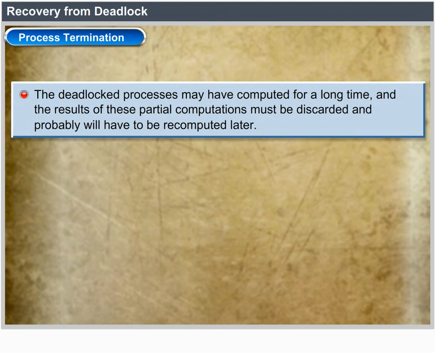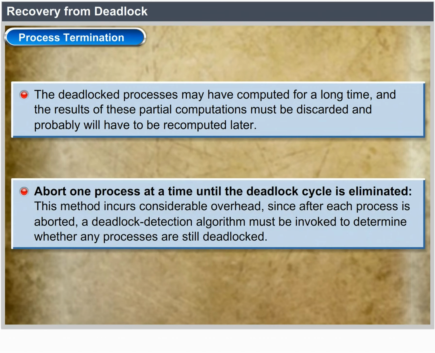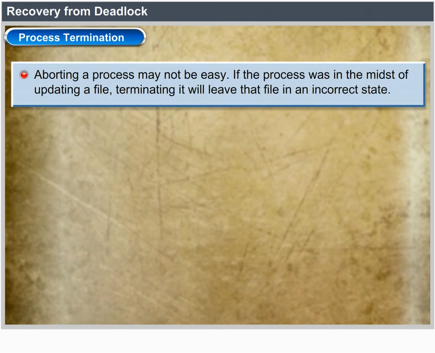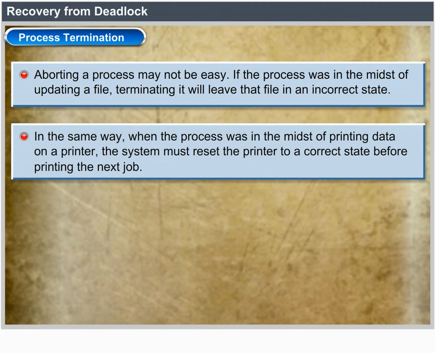Abort one process at a time until the deadlock cycle is eliminated. This method incurs considerable overhead, since after each process is aborted, a deadlock detection algorithm must be invoked to determine whether any processes are still deadlocked. Aborting a process may not be easy. If the process was in the midst of updating a file, terminating it will leave that file in an incorrect state. Similarly, if the process was in the midst of printing data on a printer, the system must reset the printer to a correct state before printing the next job.